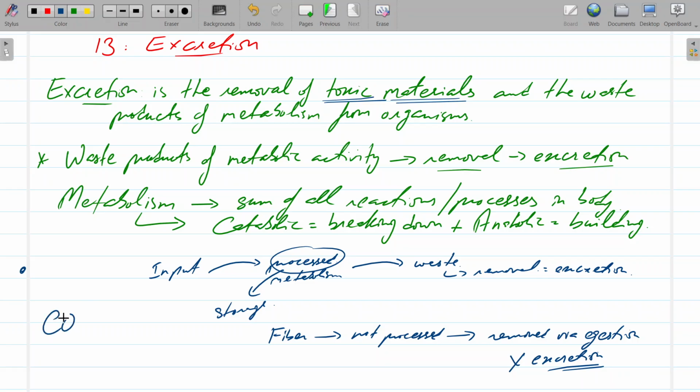For example, we'll talk about carbon dioxide. Carbon dioxide is produced in the body as a result of reactions, and so that is excretion. We're going to talk about urea, that is excreted. So it depends on the material itself that is being removed from the body. Certain ions, if they weren't produced due to metabolic activity, then it's just removal of excess or waste. Scientifically, it's not excretion.